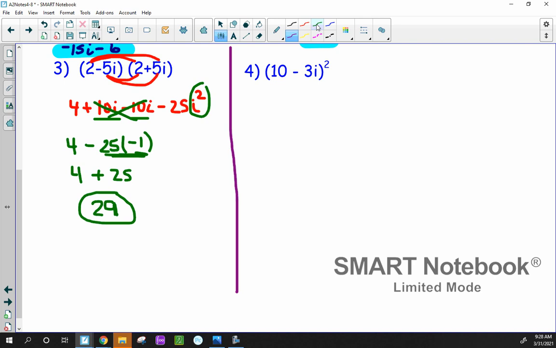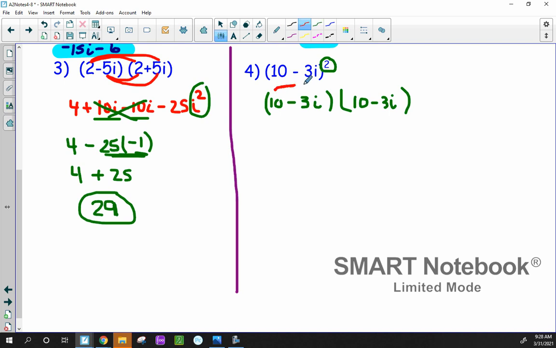All right, and then let's check out number 4. On question 4, again, notice there's a complex number, 10 minus 3i. 10 is the real part. Negative 3i is the imaginary part. There's a big power of 2 on the outside. Because there are 2 terms here, it is best if we write down the complex number twice. So anytime you see a problem that looks exactly like this form, please write the complex number down twice and do the same thing we did in the last two examples.